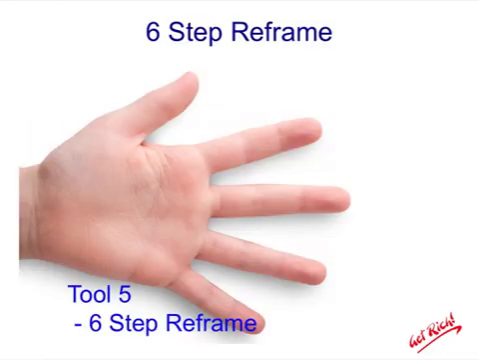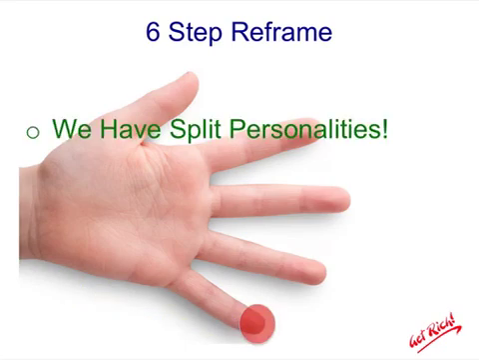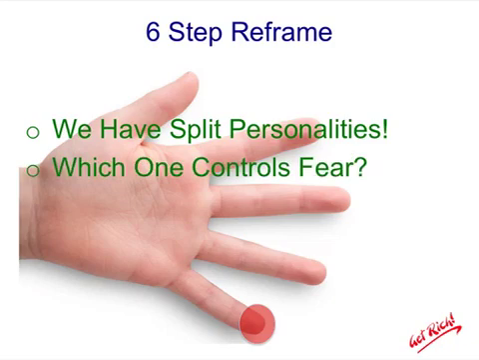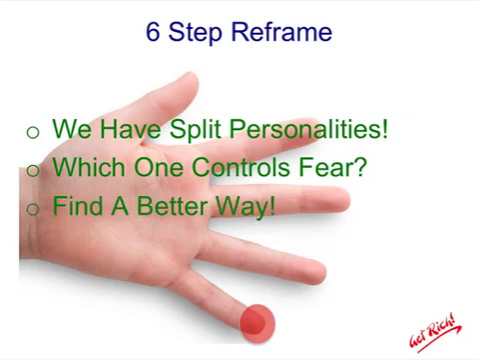So the 6-step reframe, this is tool number 5. And what this is about is understanding the fact we all have split personalities. We've got different parts of our brain that have different personalities and run different aspects of our behaviour. And we need to identify which part of our brain is actually controlling the particular fear in question. And we need to ask that part of the brain to find a better way to control the fear. And then we need to test this better way of doing things.